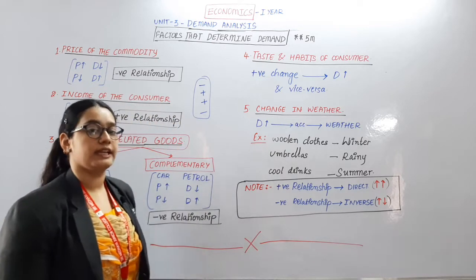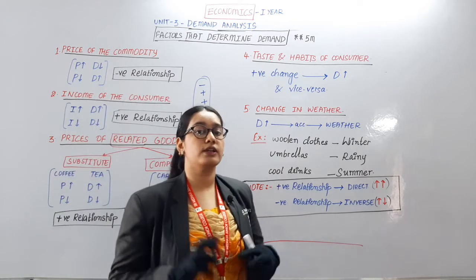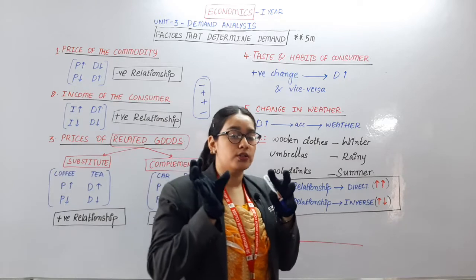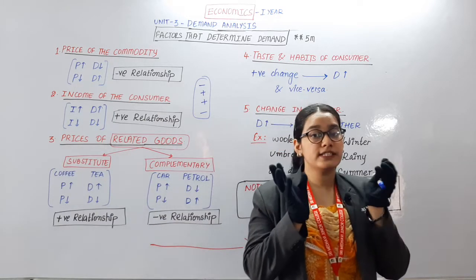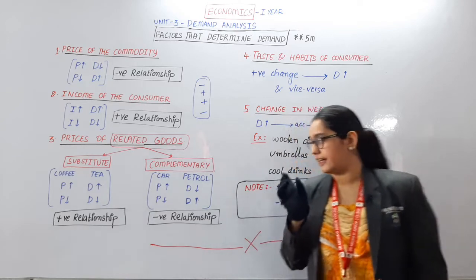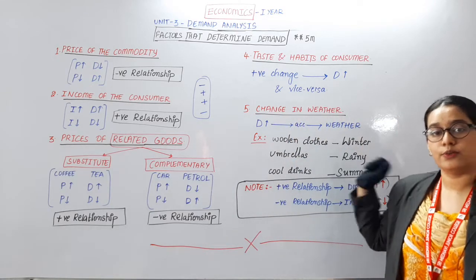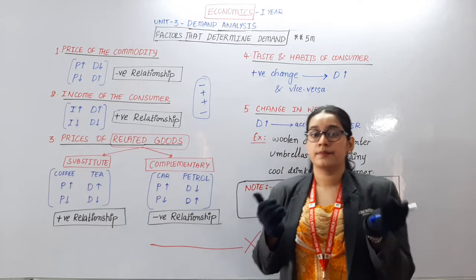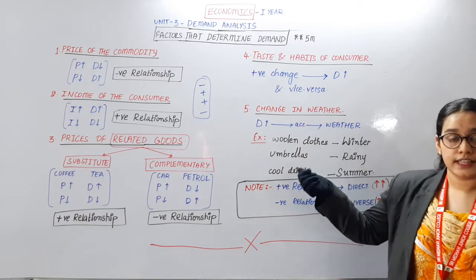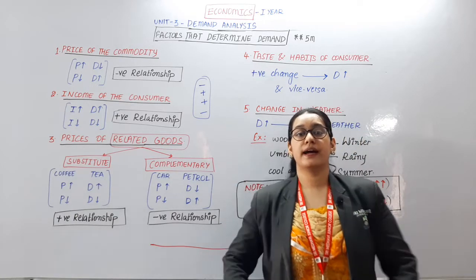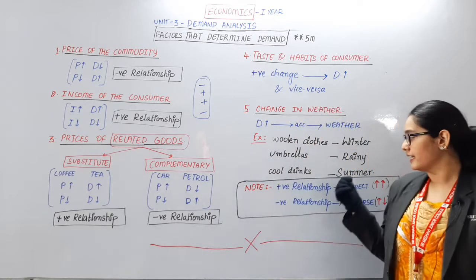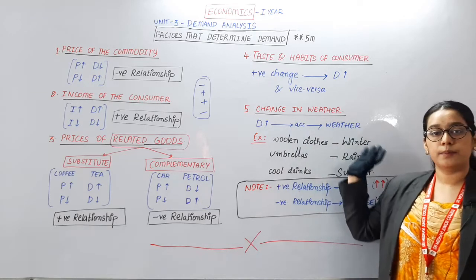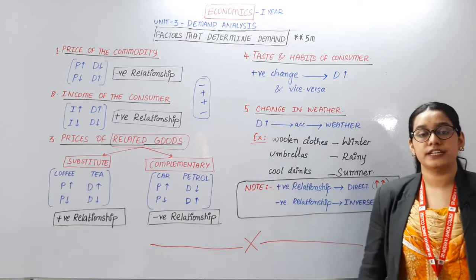Last point, change in weather. Demand for any commodity also depends upon the weather. For example, woolen clothes will have more demand in which season? Winter season, right? Raincoats and umbrellas will have more demand in the rainy season, right? Then cool drinks will have more demand in which season? Obviously that is summer season. So depending upon the weather, the demand for a commodity changes.